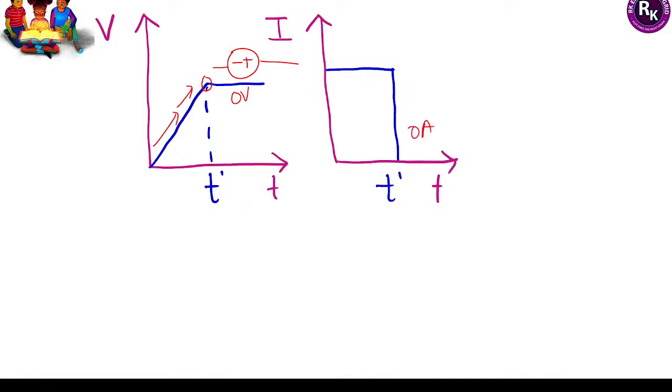So, when it is charging, current will be flowing. When it is fully charged, then current will become zero; voltage will not be zero, voltage will be maximum. So, a fully charged capacitor will be acting as a constant voltage source with a 0 ampere current. Understood?